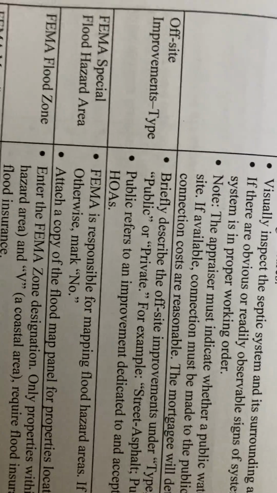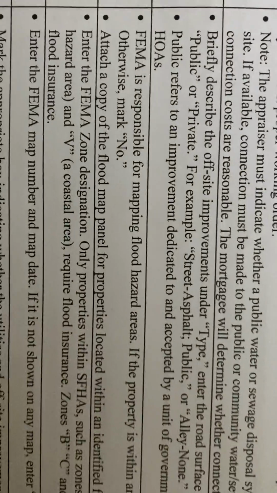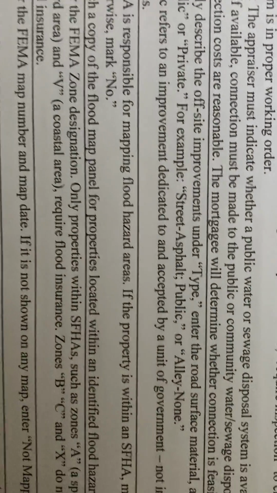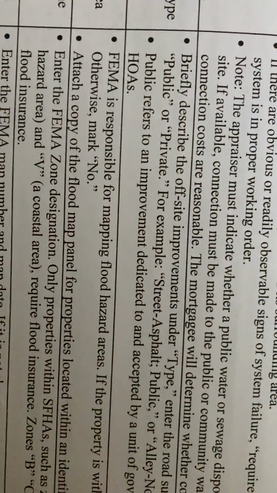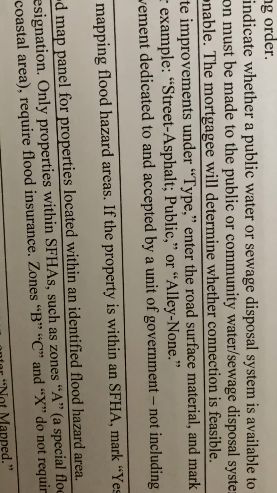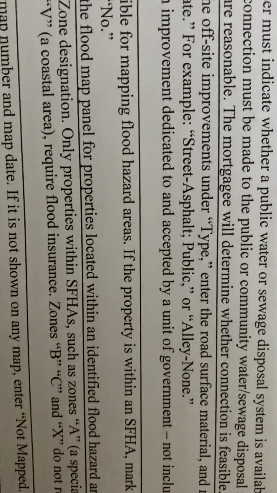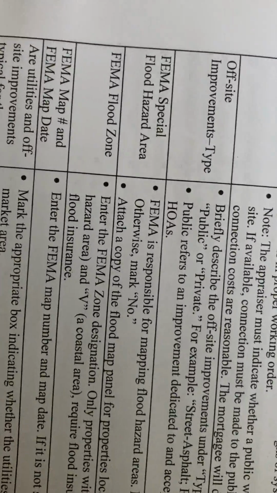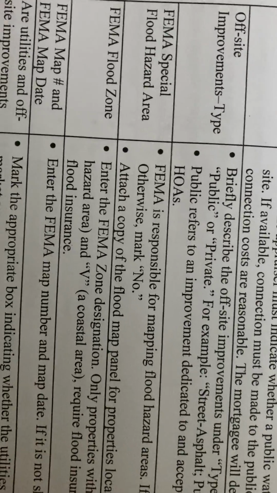Field: off-site improvements, type. Protocol: briefly describe the off-site improvements under type. Enter the road surface material and mark public or private. For example, street asphalt, public or alley, none. Public refers to an improvement dedicated to and accepted by a unit of government, not including HOAs.